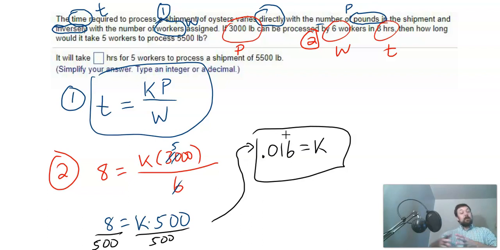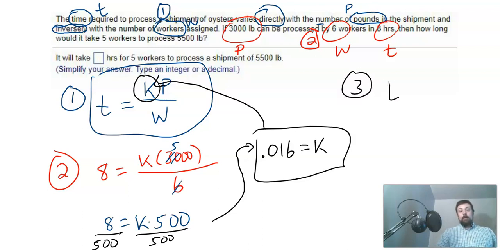So if it's a decimal that does run on for a long time, you need to keep as many decimal places as possible. Because if you round that off, your final answer is not going to be exactly correct. Okay, now that we have K, we can plug that into our formula to make this equation for level 3. Right, so T equals, instead of K, we have 0.016 P over W. And now I'm ready to answer any questions they might have.